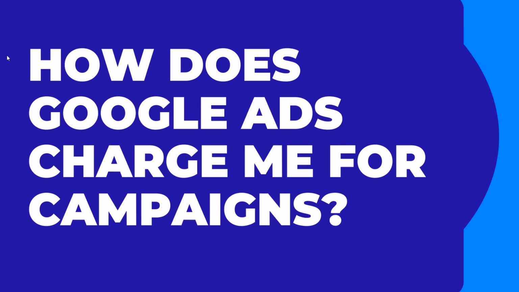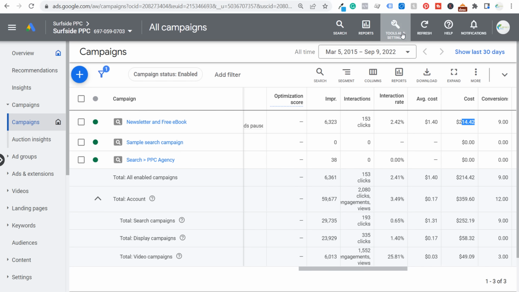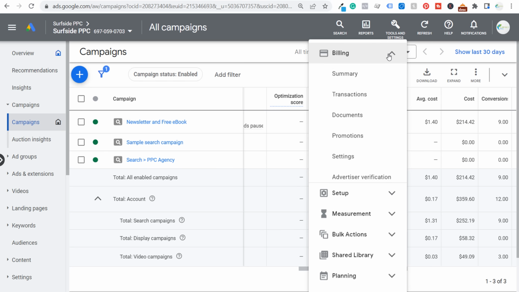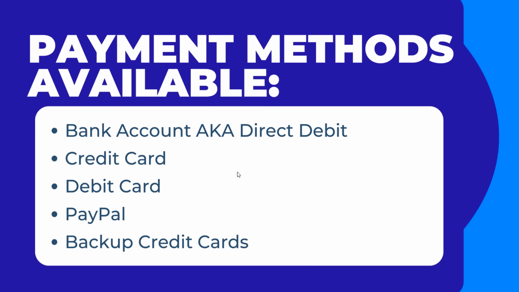The way it works is an automatic payment. You choose your payment method. When you come back over to Google Ads, you go to Tools and Settings, and then under Billing, you can set up all of your billing in the settings over here. You'll have all that information available. You can use different payment methods: bank account, which is also called direct debit, a credit card, a debit card, PayPal, and you can also add a backup credit card just to make sure there's never a pause in your Google Ads campaign.